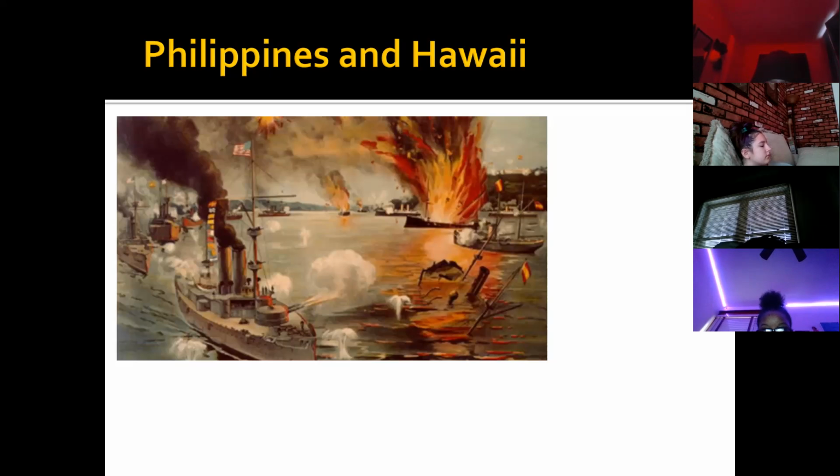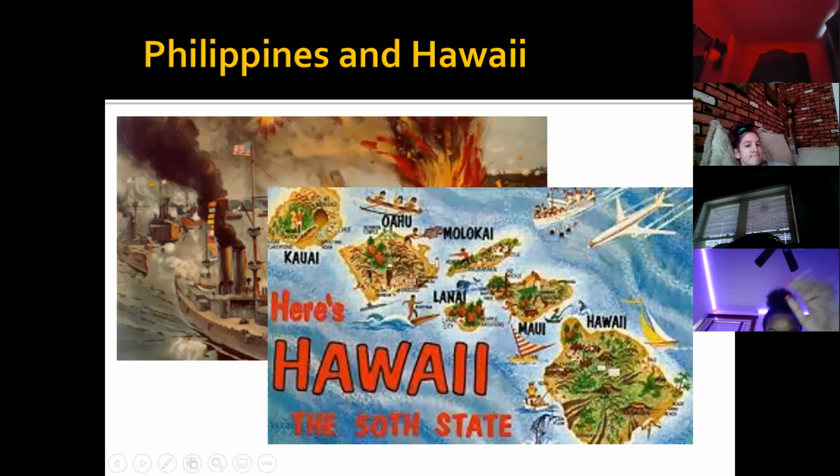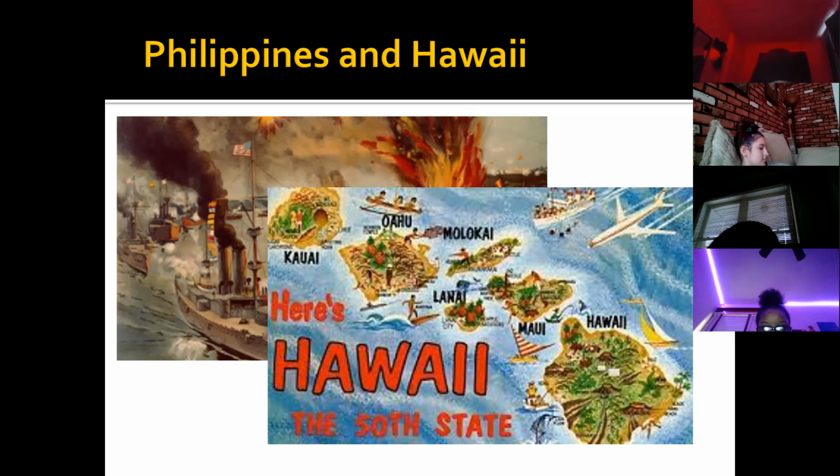And because of where the Philippines are in the Pacific, this also gave the United States the ability to better take over Hawaii, which we discussed earlier in the lecture. And again, Hawaii becomes a territory. Hawaii is overthrown in 1893 and is annexed in 1898.